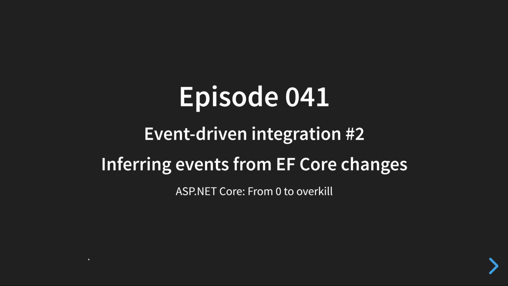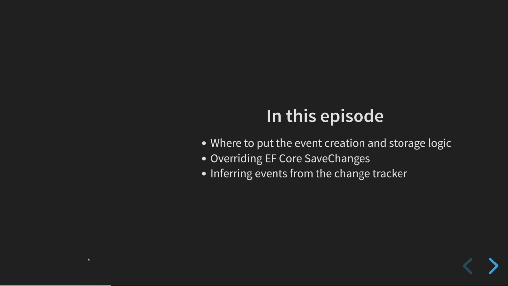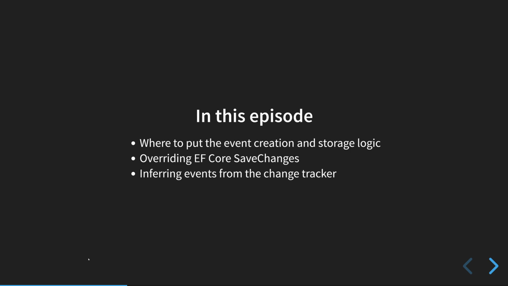In this episode, continuing on the topic of event-driven integration, we'll infer events from EF Core changes. So the goal will be for us to check out where we can put the logic for event creation and storage, as we introduced the outbox pattern in the previous episode and we'll start implementing it. Then we'll see how to override EF Core's SaveChanges method as a way to do this, but we'll get there later. And finally, we'll infer events from the change tracker.